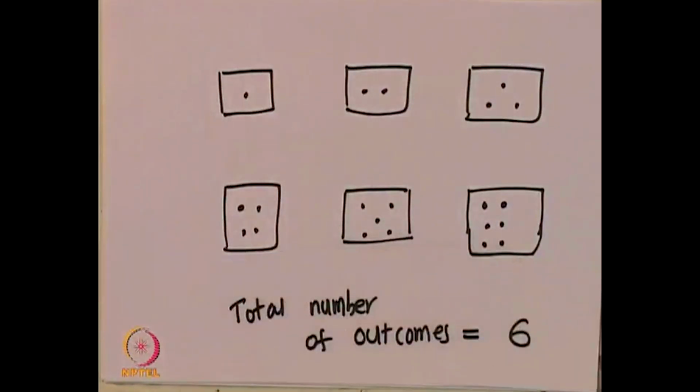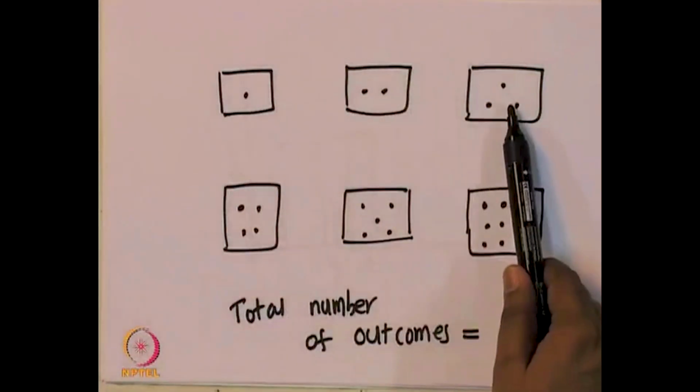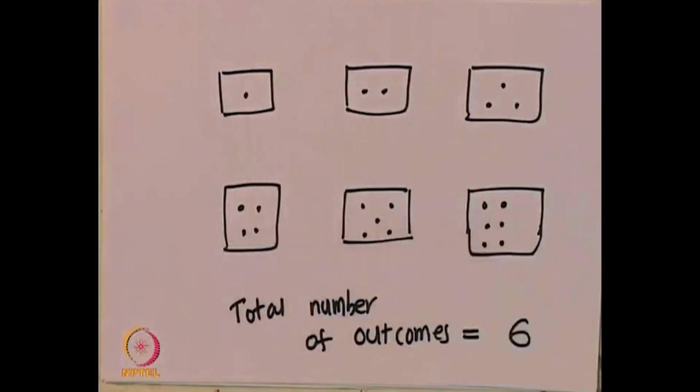So, what does that mean? That means that if you throw a die, let us say 6000 times, on average at least 1000 times 1 will come, 1000 times 2 will come, 1000 times 3 will come, 1000 times 4 will come, 1000 times 5 will come, 1000 times 6 will come.